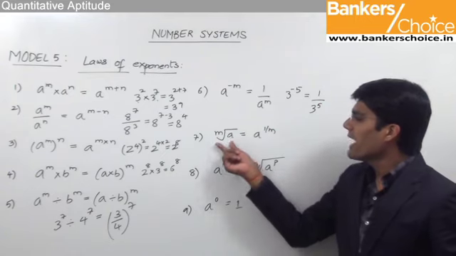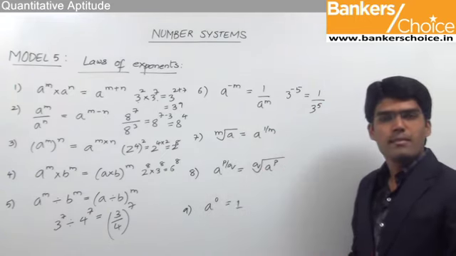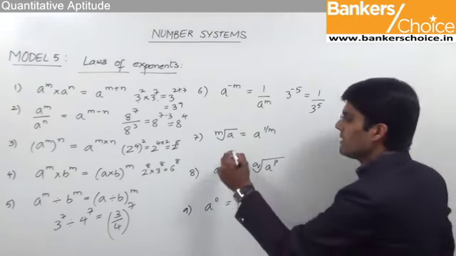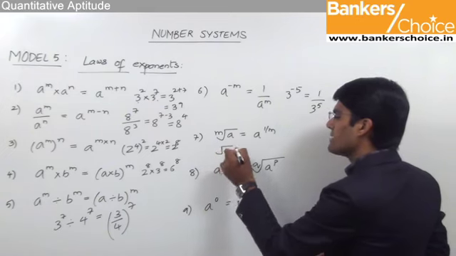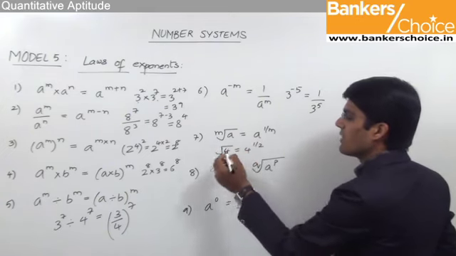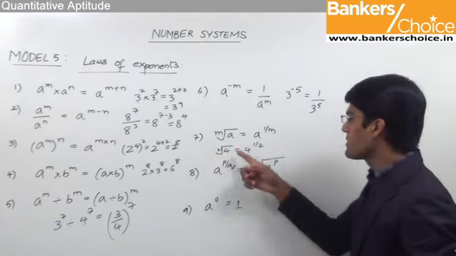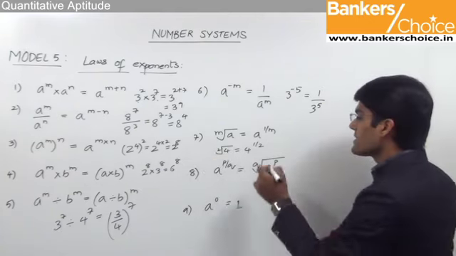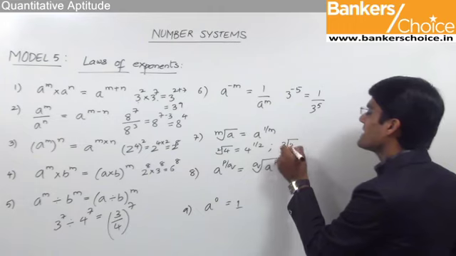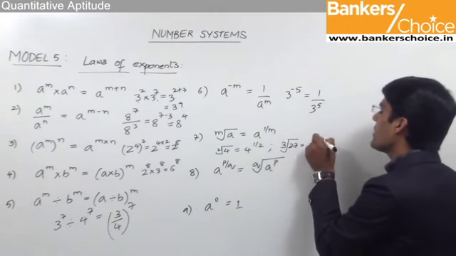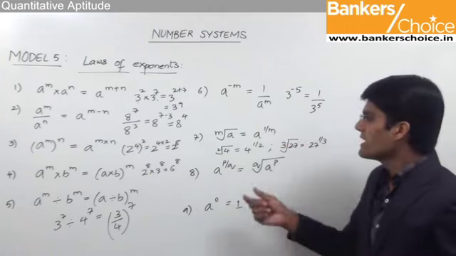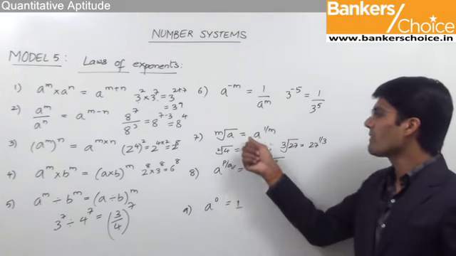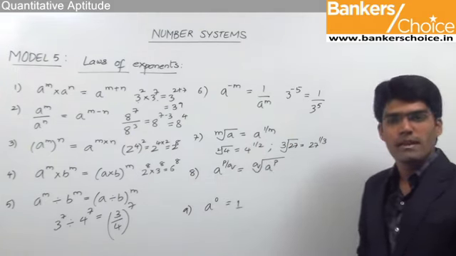The next one is the nth root of a can be taken as a^(1/n). For example, square root of 4 is nothing but 4^(1/2). Why? Because this is the second root of 4, so it can be taken as 4^(1/2). Similarly, cube root of 27 can be taken as 27^(1/3). So that is what is given in rule number 7. The nth root of a is equal to a^(1/n).